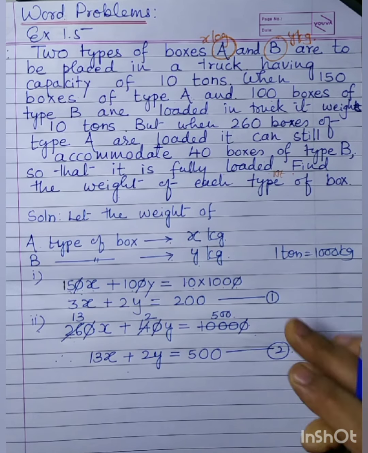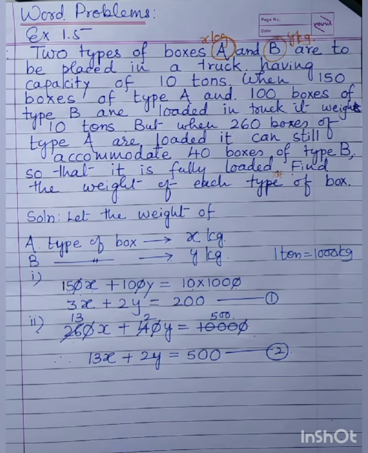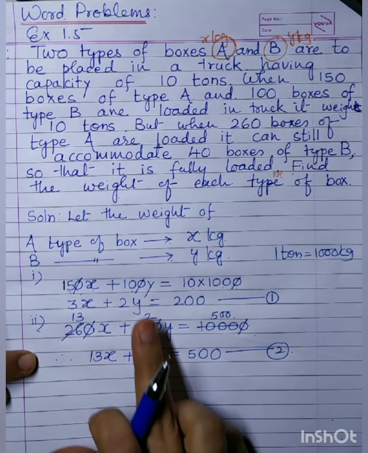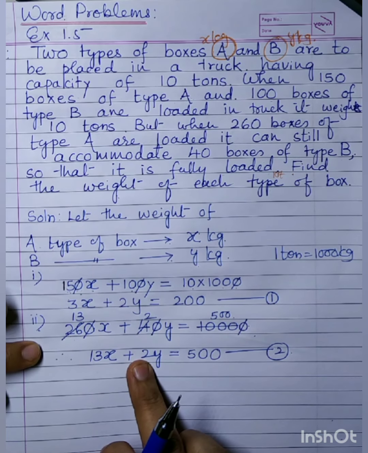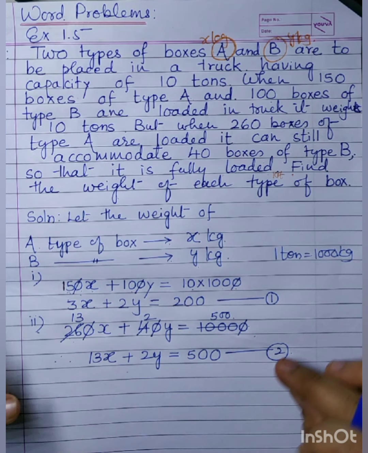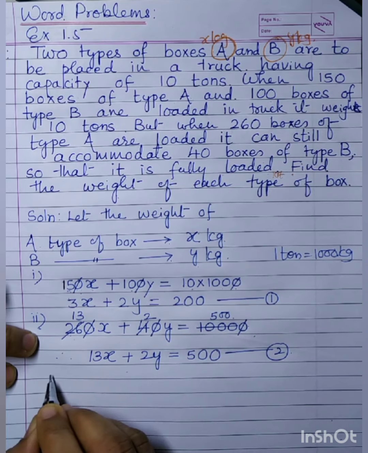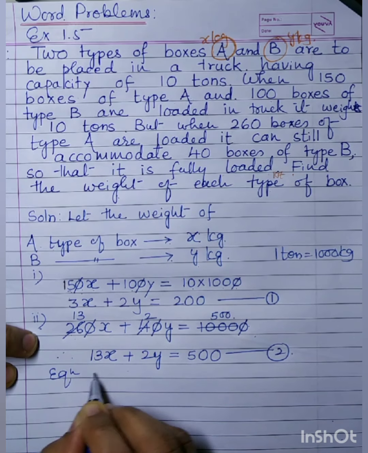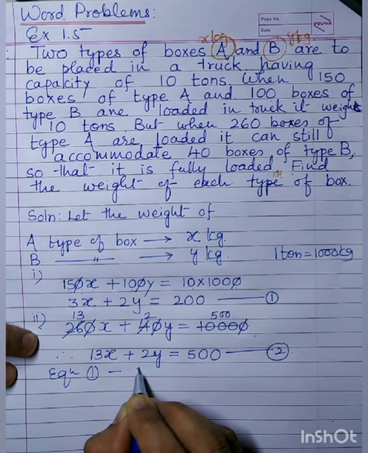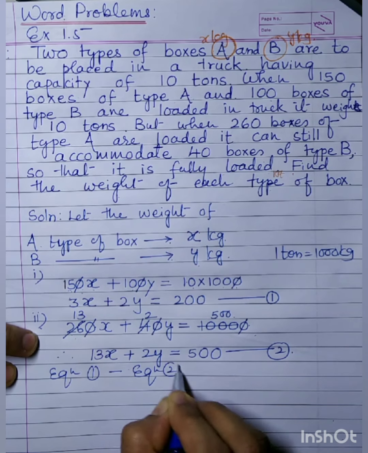Now see, they are pretty simple equations. Any one of you can solve that. You can suggest also, see 2y, 2y, so elimination we will do. Then this is 3x, 13x. You may subtract 2 minus 1, 1 minus 2. It's all up to you. I will not change the sequence. I'll simply do equation 1 minus equation 2.